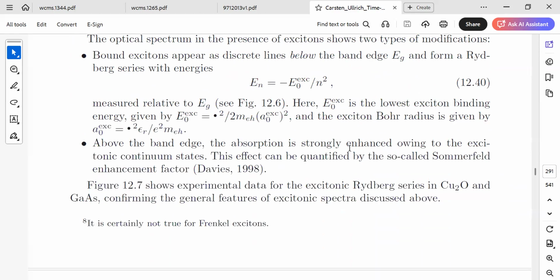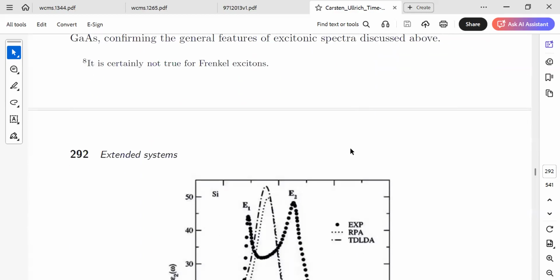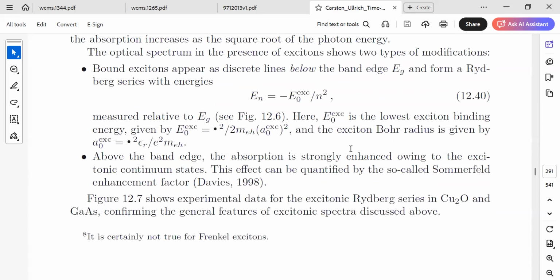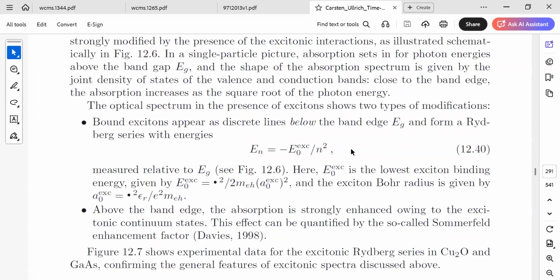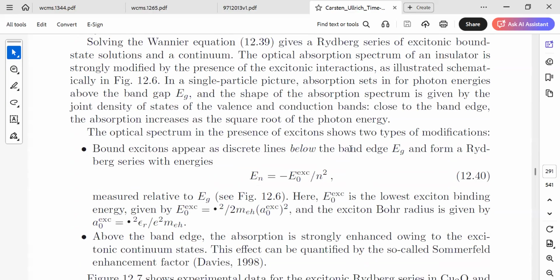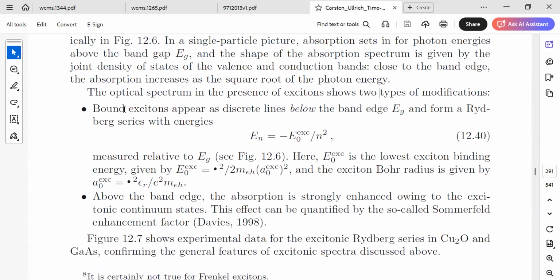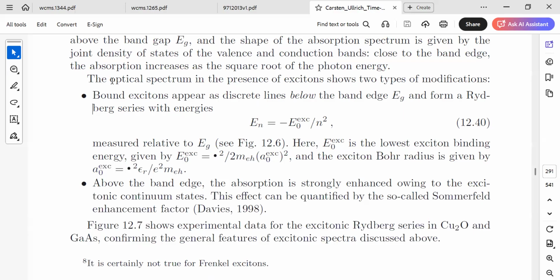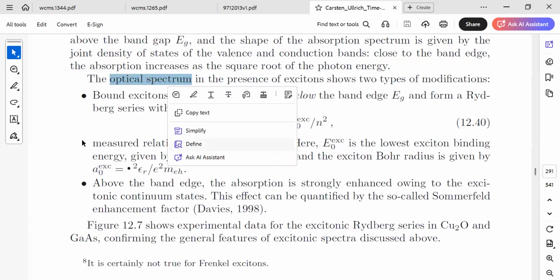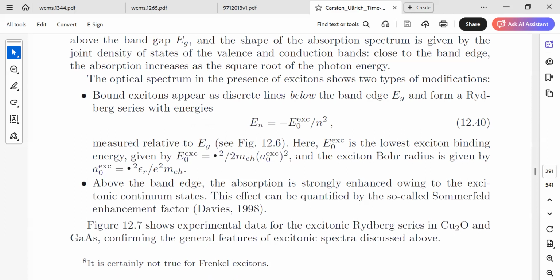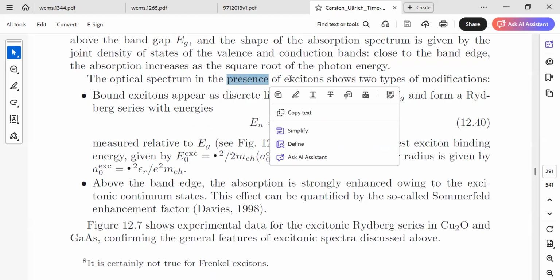So this is actually the problem we want to handle. We want to describe the electronic spectrum or optical spectrum in the presence of excitons. This is the basic theme, which would be our problem on the theory side. That is, we want to find the optical spectrum of our material, considering the excitons.